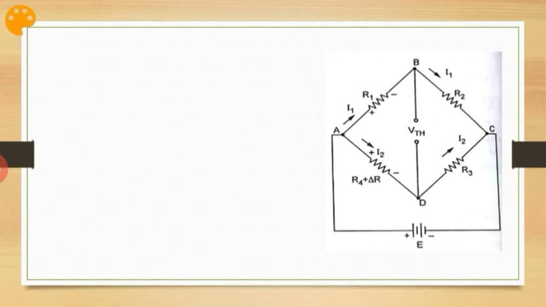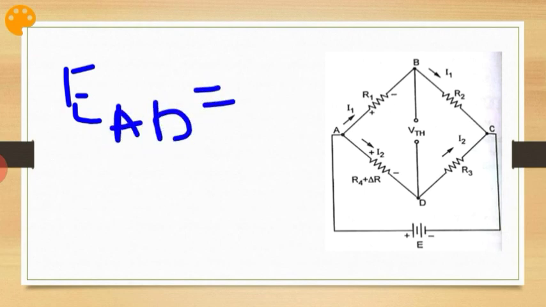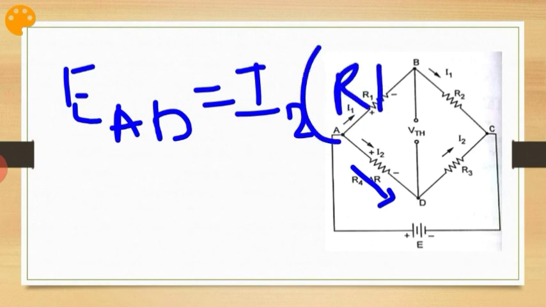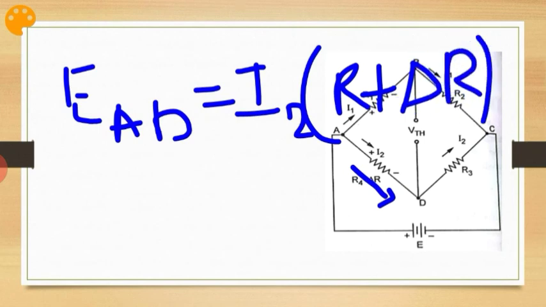Next is the voltage drop between A and D. What shall I write here? The current here is I2 in this direction. So EAD is equal to I2 into R4 plus delta R. This is my third equation.